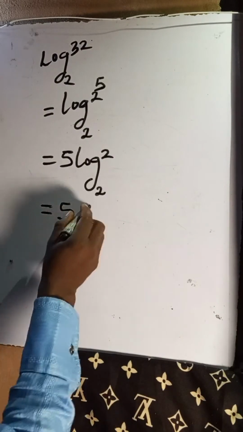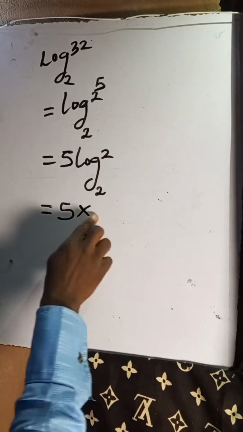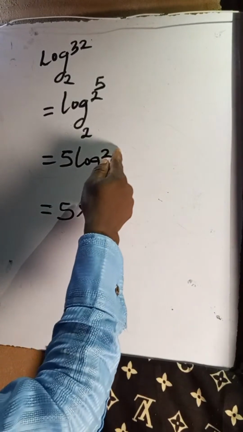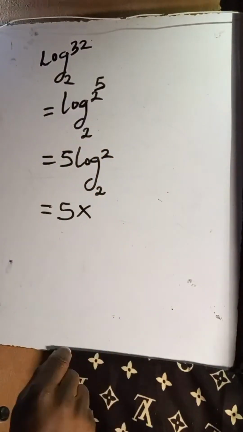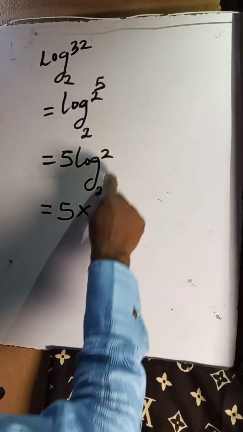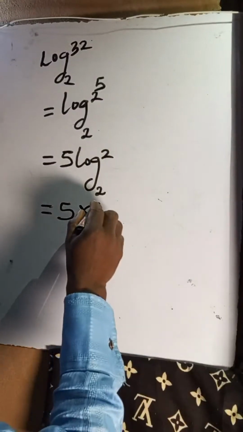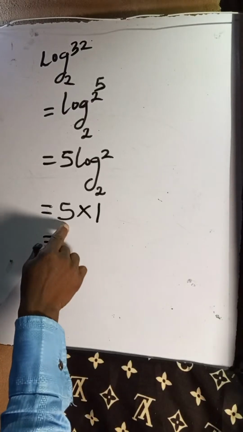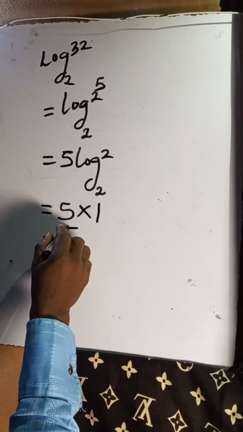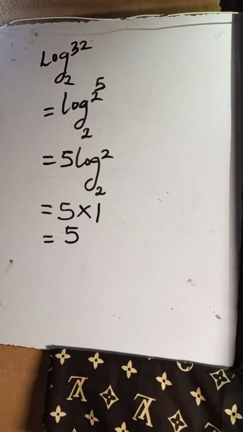So what are we going to do? This is 5. Now the logarithm in which the number and the base are equal is equal to 1. When the number and the base of a logarithm are equal, it is equal to 1. So we are going to write 1 here. And this gives us 5 times 1, which is 5.